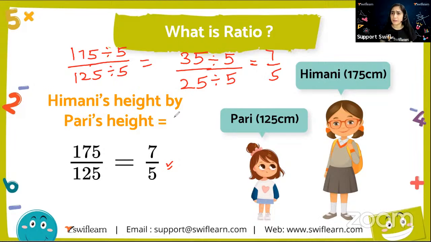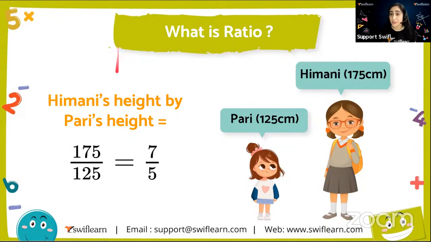Now, is 7 by 5 the smallest form? How will I know? It is very easy, right? We look at a table in which both 7 and 5 are present. Is there any table except 1? No, right? So that is the lowest form. So I now know the lowest form is 7 by 5. But what do I do with 7 by 5? This comparison in times is known as ratio.